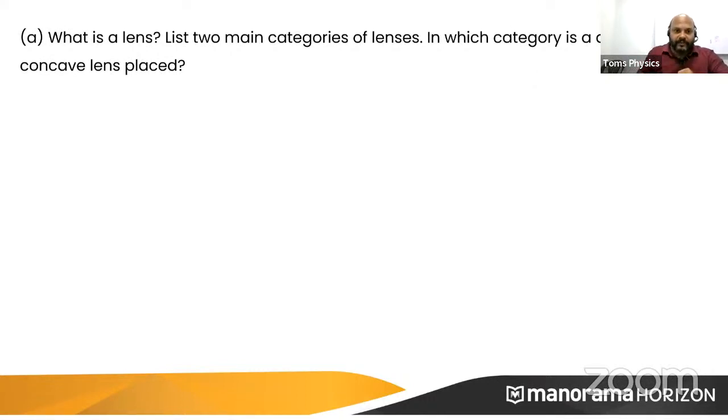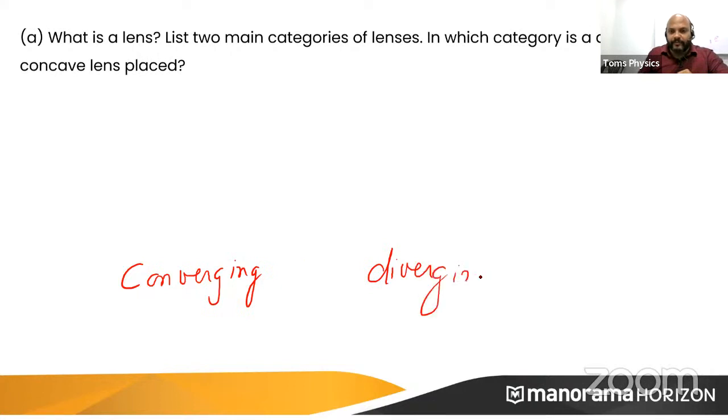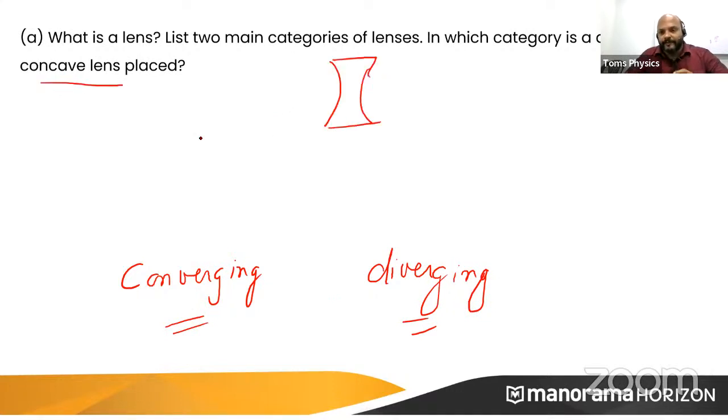So we have converging lenses and we have diverging lenses. In which category will a double concave lens be placed? This is a double concave lens. Will it be a converging lens or a diverging lens? Will it spread light or will it collect light?